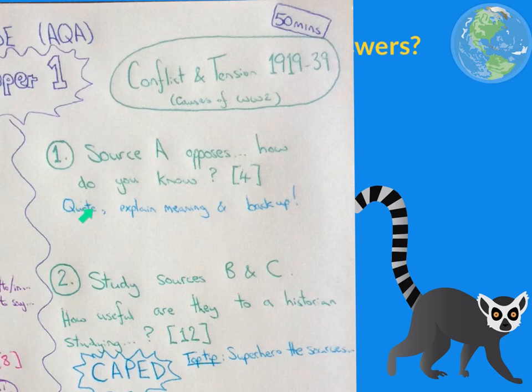So, quote something in the source, explain its meaning, as in what is it saying that's opposing whatever it happens to be, and back it up using a piece of your own knowledge. Only very brief though, because it's only 4 marks, 4 minutes.